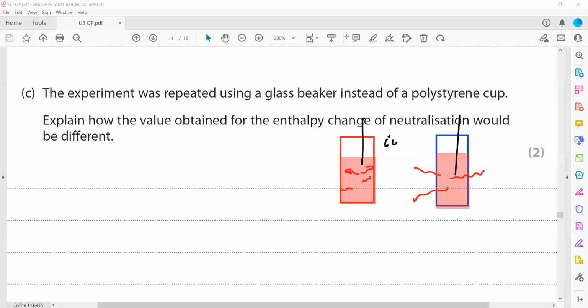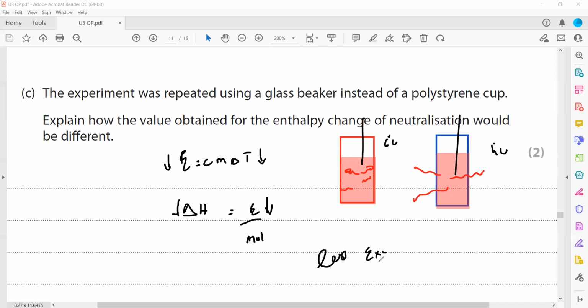If the temperature change is smaller, for example 4 degrees, then with the formula E equals Cm delta T, the energy we calculate will come out smaller, and enthalpy change is energy per mole. So if the energy we calculate is smaller, the enthalpy change will be less, a smaller value, or it will be less exothermic. Is it clear? What will be the effect of using the glass container on the enthalpy change of neutralization as compared to polystyrene?